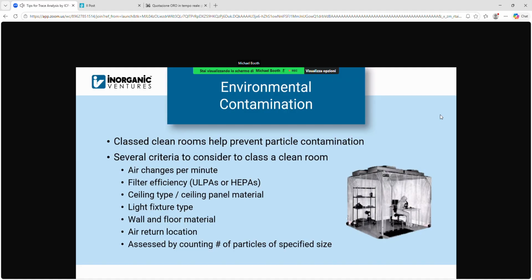Everything, the airflow is a big one, but everything from where the HVAC system air return is, the type of ceiling material, the types of light fixtures, all that stuff can have a big impact as you're trying to set up, particularly a classed clean room. So if you don't want to set up a classed clean room, you just want to set up a cleaner room as part of your laboratory to perform this trace analysis, you can still look at these criteria to help you out as you're selecting the best materials to put that room together.